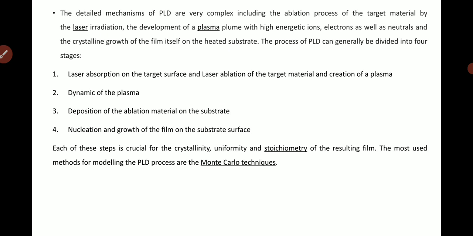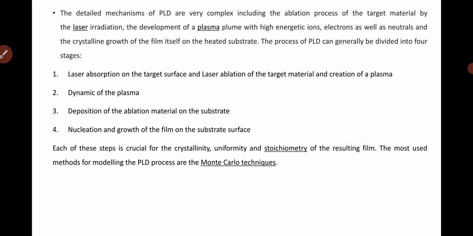The detailed mechanism of PLD is very complex, including the ablation process of the target material by the laser irradiation, the development of a plasma plume with highly energetic ions, electrons as well as neutrals, and the crystalline growth of the film itself on the heated substrate. The process of PLD can be divided into 4 stages.